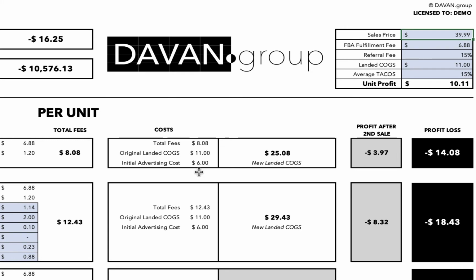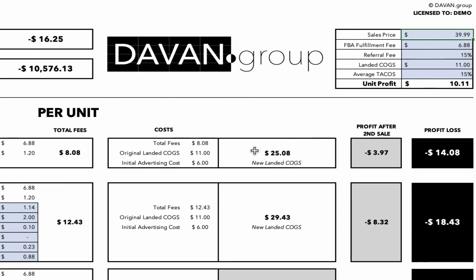And that I won't get reimbursed for from Amazon, unfortunately. This makes the unit now have a new landed COGS, that's what we like to call it, of $25.08. That means even though I have a product in inventory that I'm able to sell now, instead of it only costing me $11 for that unit, all the costs associated to that unit are actually $25.08.